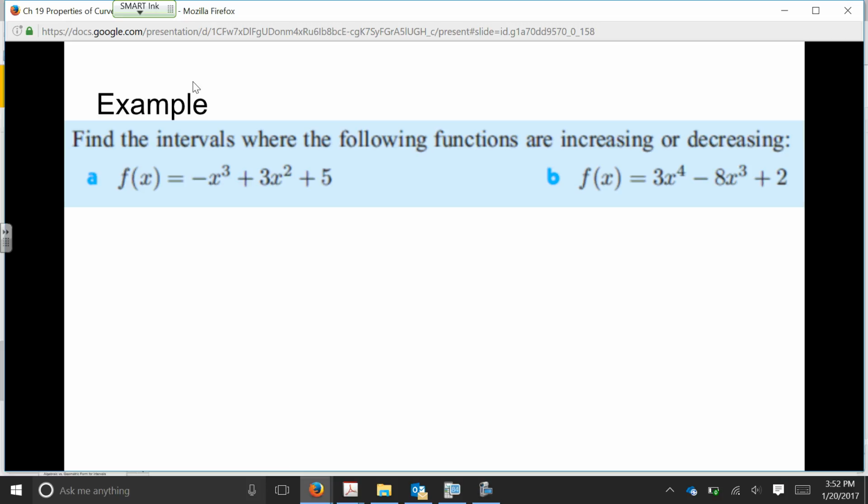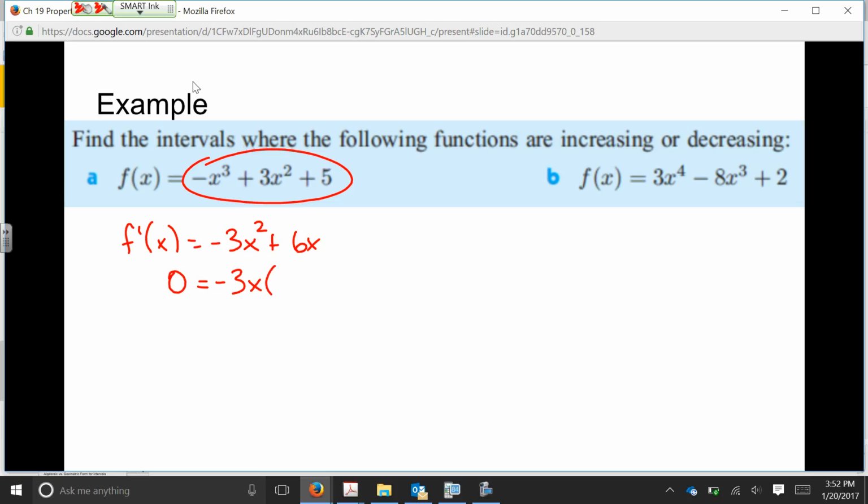All right, so let's do some on our own here. We have our function right here, -x cubed plus 3x squared plus 5. We're going to say, let's find that derivative. That's going to be -3x squared plus 6x. Now we're going to know, when is this derivative equal to 0? Well, what can we pull out? We can pull out a -3x, giving us x minus 2 on the inside. So the zeros for the derivative are going to be 0 and 2.